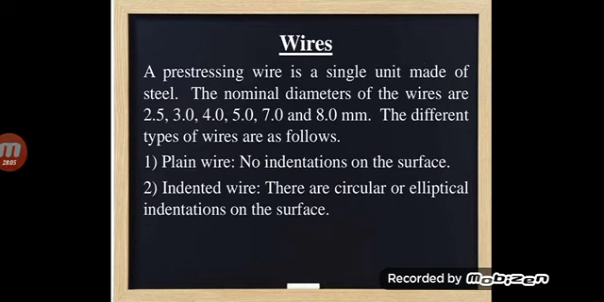So wires. The pre-stressing wire is a single unit made of steel. The nominal diameters of the wires are 2.5, 3, 4, 5, 7 and 8 mm. The different types of wires are as follows. Plain wire means no indentation on the surface. Indented wire has circular or elliptical indentations on the surface.